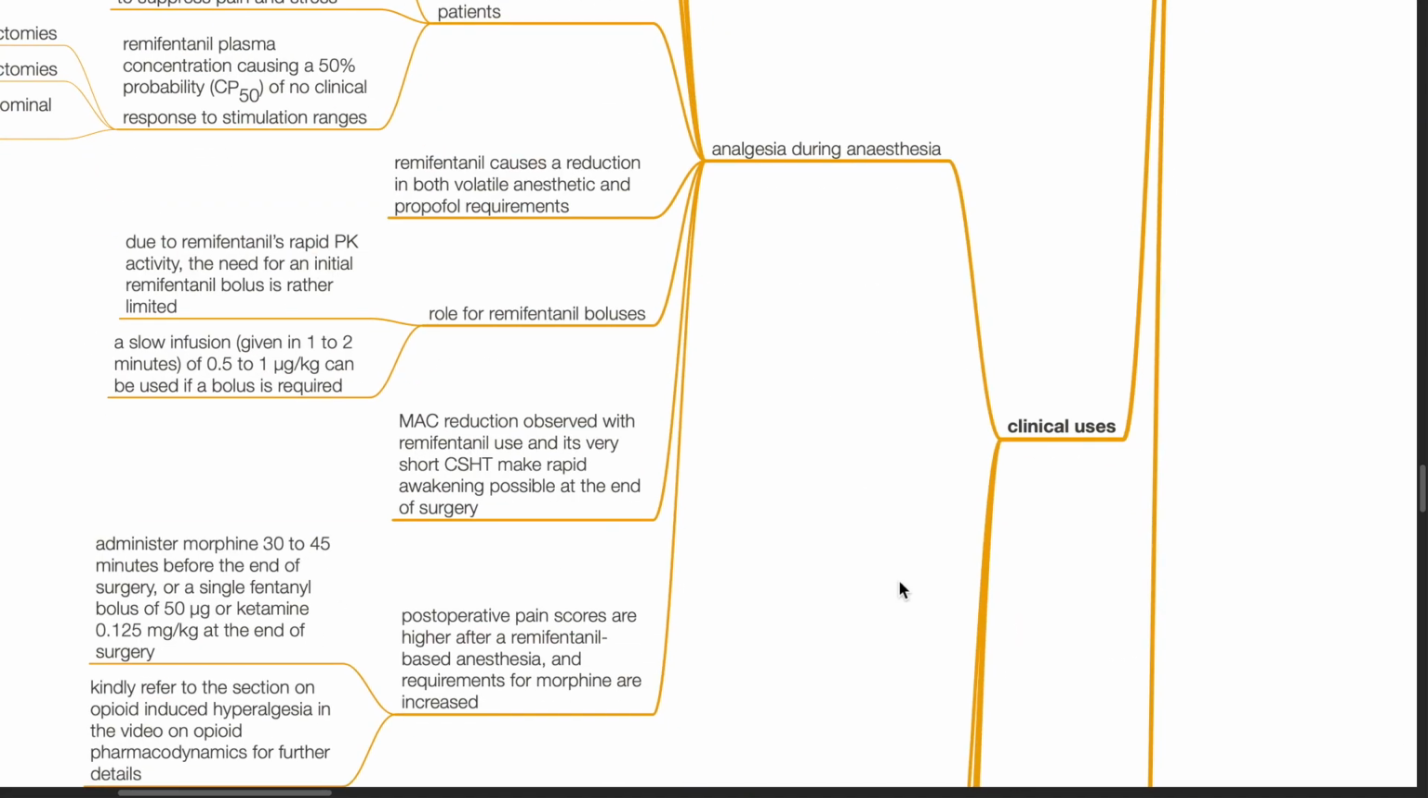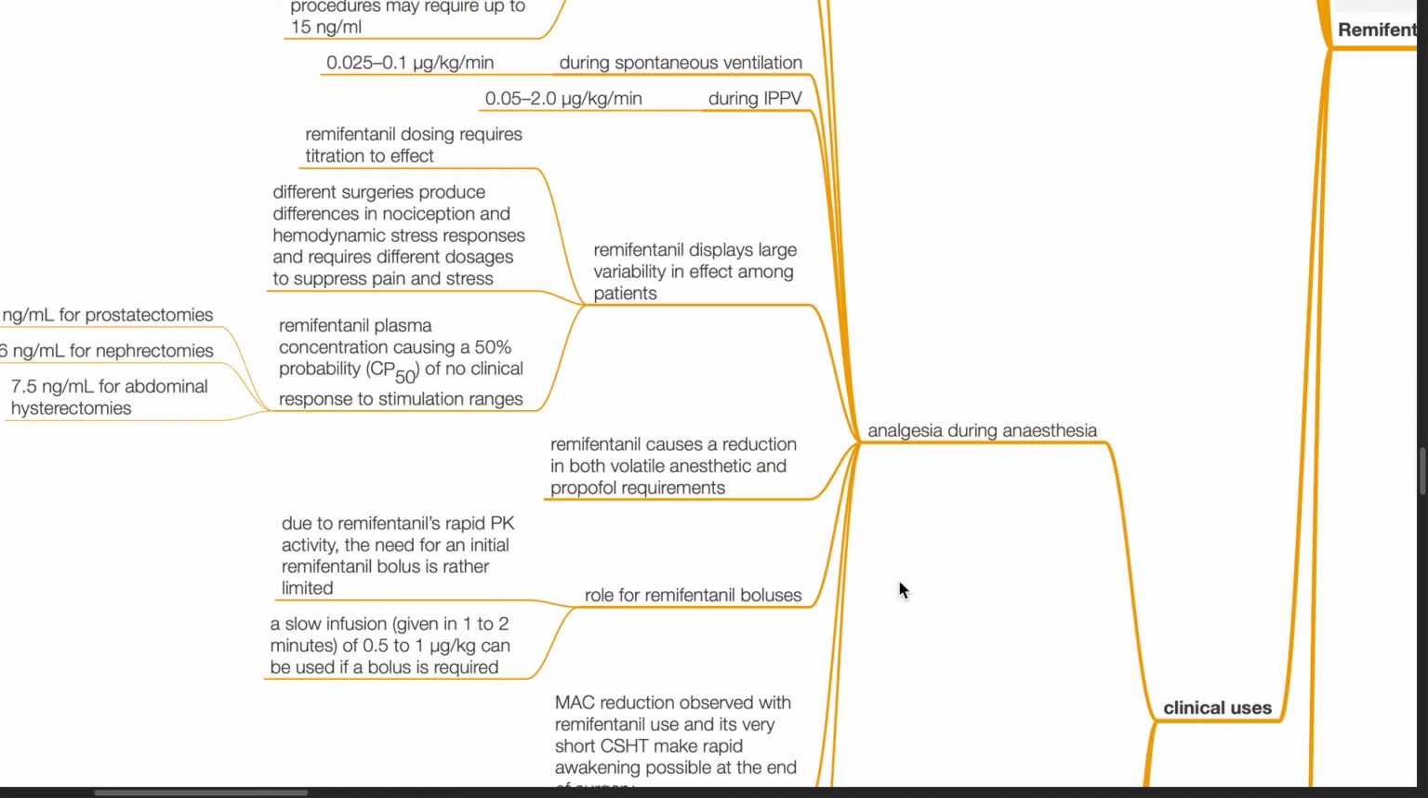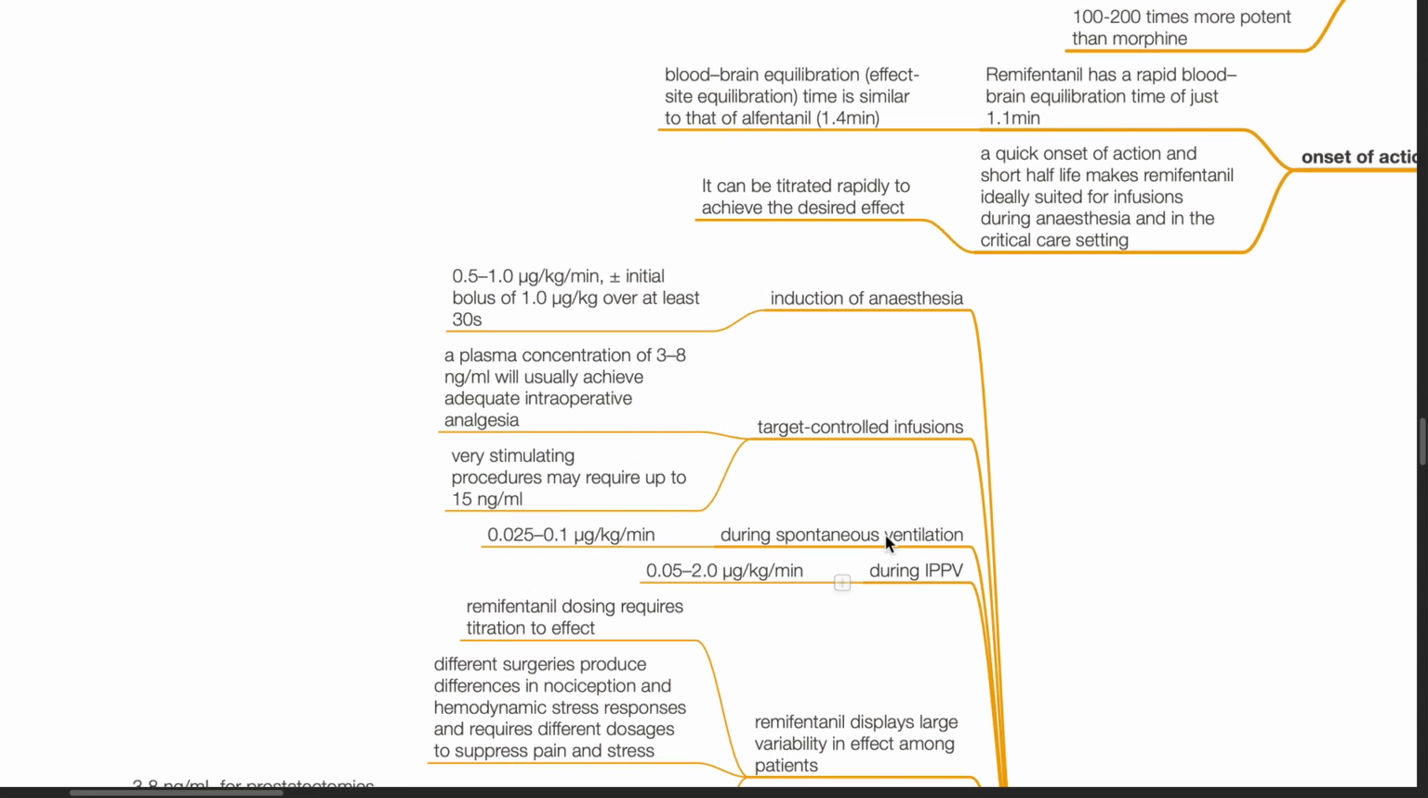Clinical uses of remifentanil. Analgesia during anesthesia. Induction of anesthesia: 0.5 to 1 mcg per kg per minute with or without an initial bolus of 1 mcg per kg over at least 30 seconds. Watch out for muscle rigidity and bradycardia.